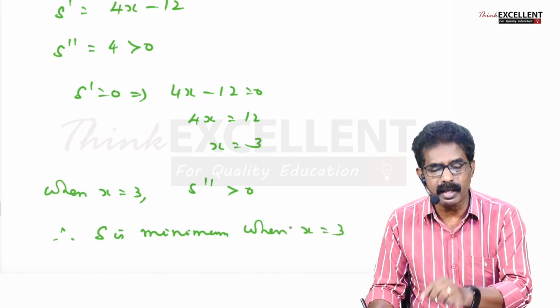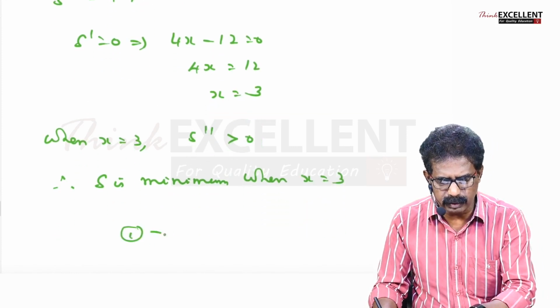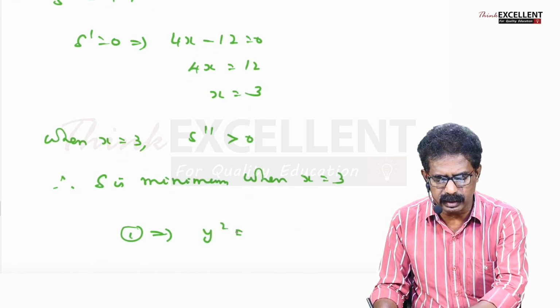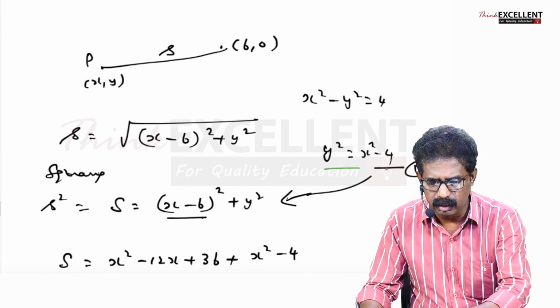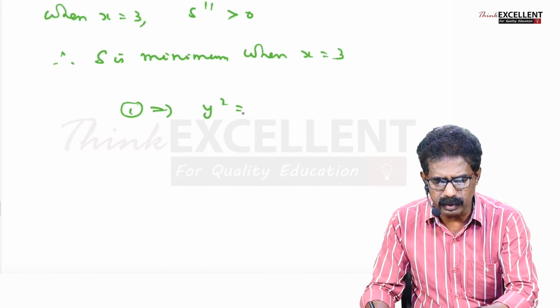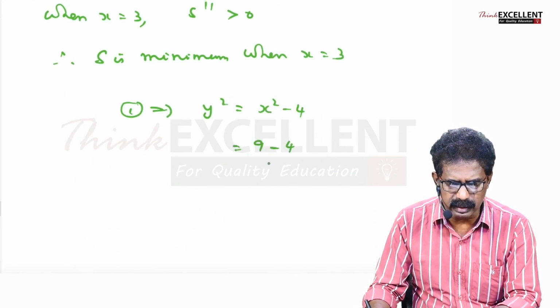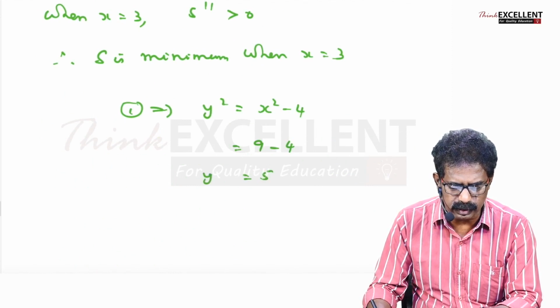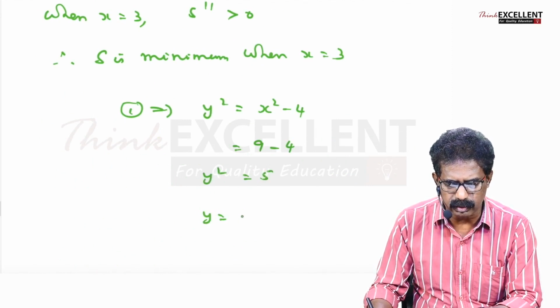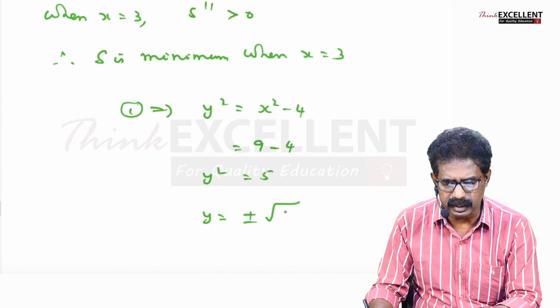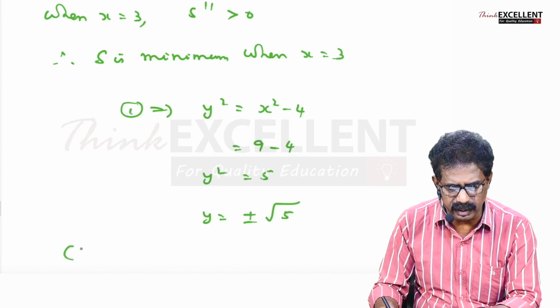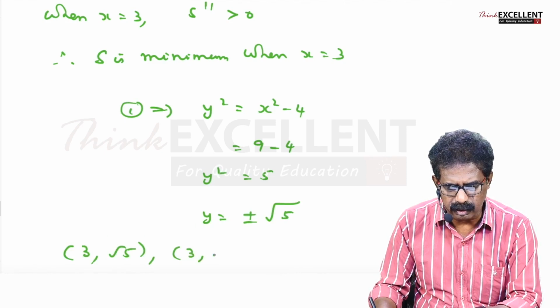We want to find the point, right? So you substitute in the first equation, you are getting y square is equal to x square minus 4. So x square, 3 square, 9 minus 4, it is 5. This is the y square value. So y equals root 5, so you say plus or minus root 5. So x value is 3, y is either root 5 or minus root 5.